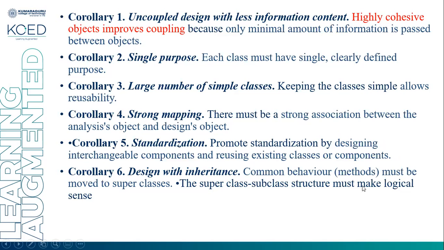Design with inheritance: common behavior must move to the superclass. Common behavior methods will be moved to the superclass, and specific behavior will be moved to the subclass. The superclass-subclass structure must make logical sense. These are the 2 axioms and 6 corollaries. We are going to discuss each corollary in detail, one by one, in the forthcoming video lectures.